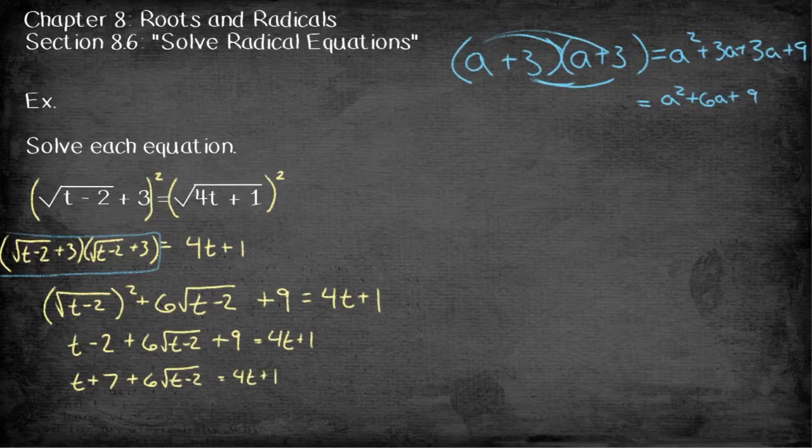Goodness gracious, this is really awful. I still have a radical, so I gotta isolate again. So move the t and the 7 over. I got 6 times the square root of t minus 2. This is equal to 3t minus 6. Alright, I don't actually have to divide out that 6. I can just square both sides.